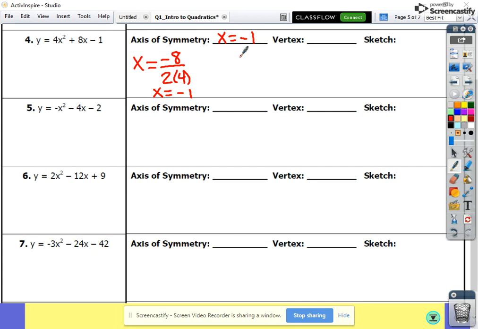Now that you have your axis of symmetry, find the vertex point by plugging in your value from the axis of symmetry, which is x equals -1, into your equation to solve for the y value.